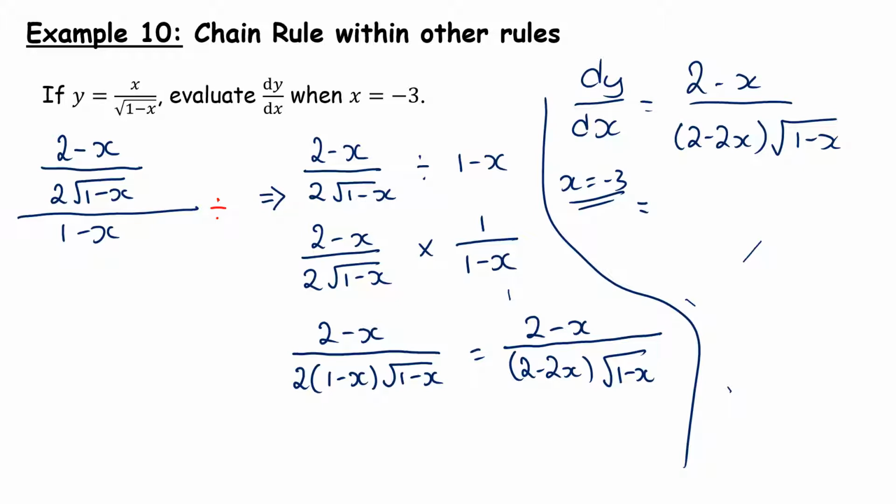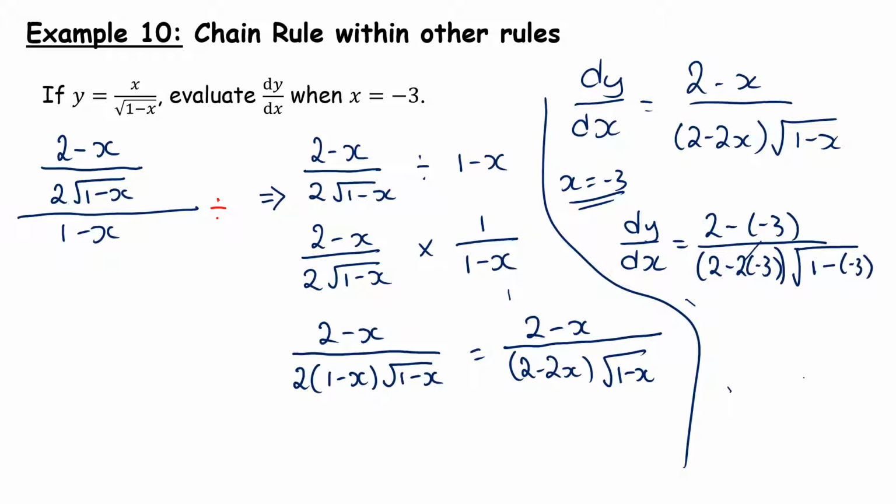So let's take this for a second. So we want dy dx equals 2 minus minus 3, all over 2 minus 2 times minus 3, square root of 1 minus minus 3. And that can all go straight into the calculator, and when we do that we should get our answer of 5 over 16.